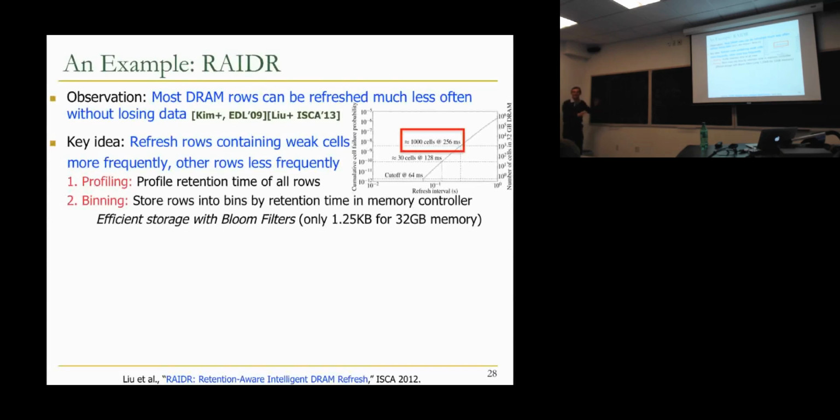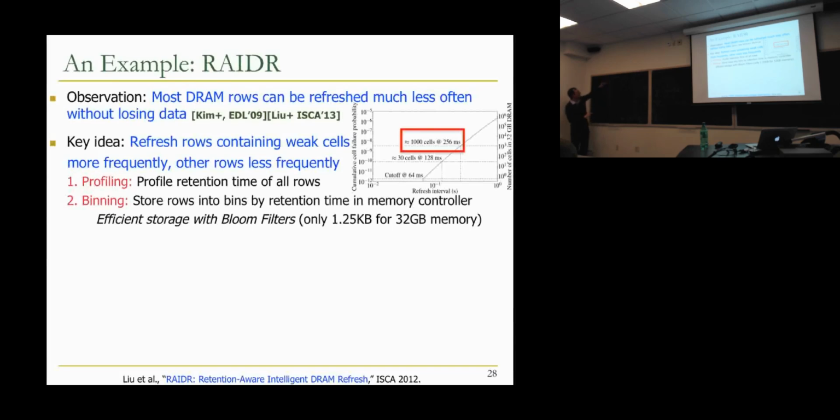That's the idea. And there are very few rows, right? There are only 1,000 rows over here that need to be refreshed every 64 milliseconds. Otherwise, you refresh it every 256 milliseconds. So about 1,000 rows, bits are set. If the bit is set to 0, then the memory controller checks the bit and says, oh, the row doesn't need to be refreshed every 64 milliseconds. It can be refreshed every 256 milliseconds.